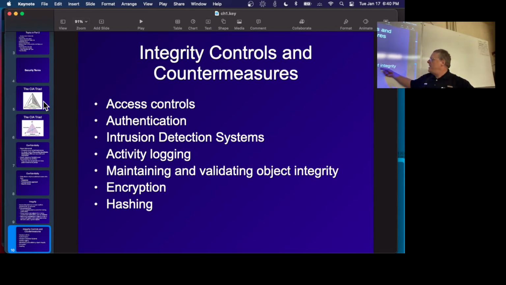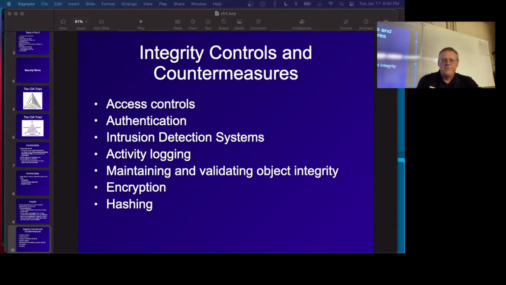Anyway, so then you maintain your integrity. Encryption and hashing are other ways that can protect integrity. Encryption can also protect confidentiality, and it can protect integrity in that an attacker will not be able to create the properly encrypted data to corrupt the database.